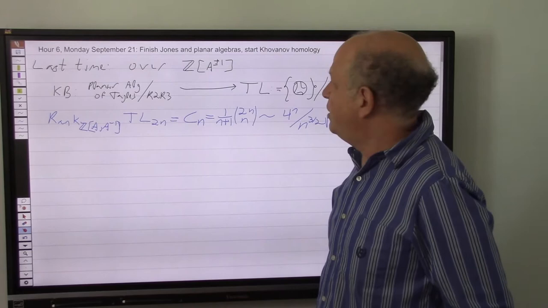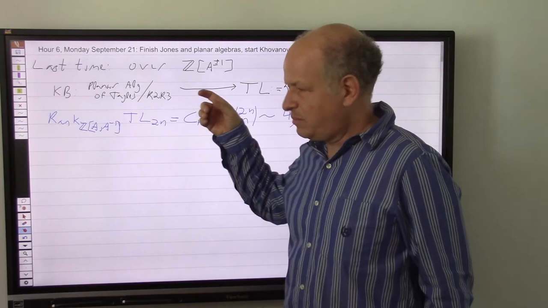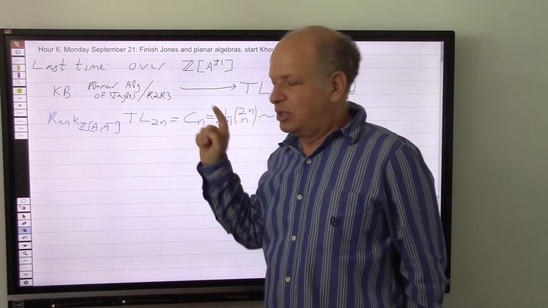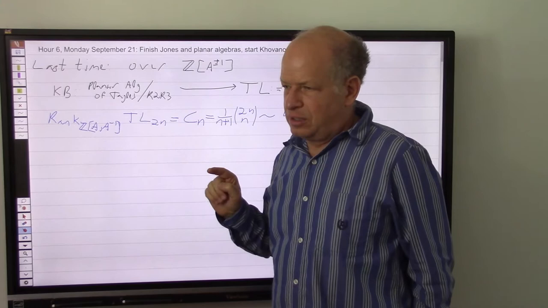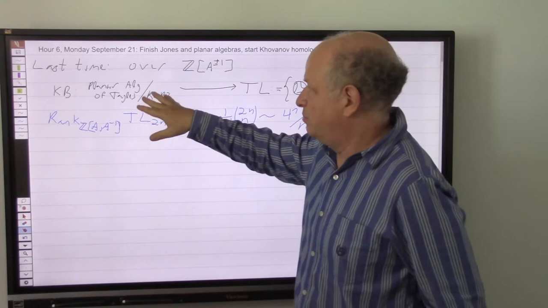I'll only say that we ended with a statement, which is that the Kauffman bracket is a morphism of planar algebras from the planar algebra of tangles, or more precisely, of tangle diagrams, modulo Reidemeister 2 and Reidemeister 3. So it's not quite tangles because we cannot undo kinks, and later we will talk about what exactly is the difference, and the difference is minor.